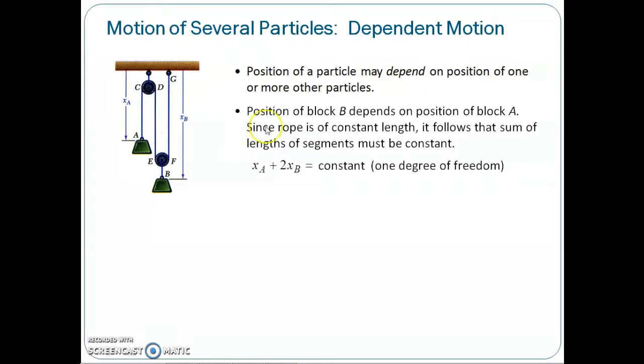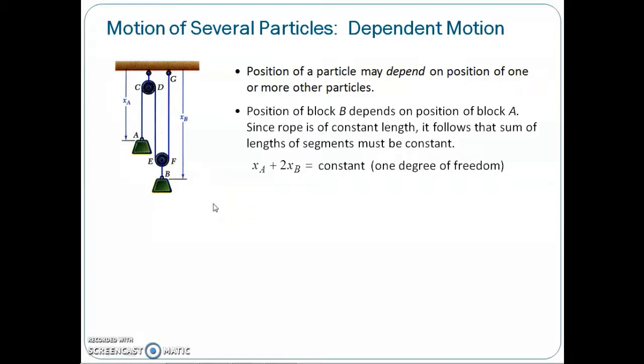For example, the position of block B here depends on the position of block A. Since the rope is of constant length, the sum of the lengths of the segments must be constant. The rule is there. So the rope's length is constant and gives us a relationship: xA, the length here, plus 2xB, 1 and 2, is the constant length of the rope.